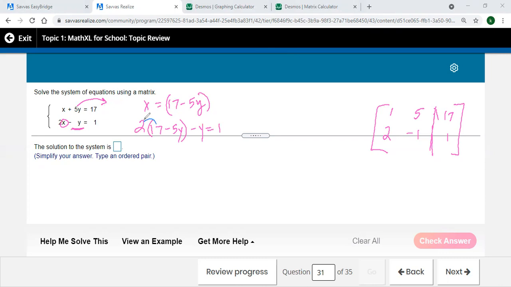So I'm going to distribute this 2 in. I've got 34 minus 10y minus 1 more y equals that 1. Subtract the 34 to the other side. That gives me a -33 over there. -10y and a -y is a -11y. Dividing by that -11, I get a y of 3.